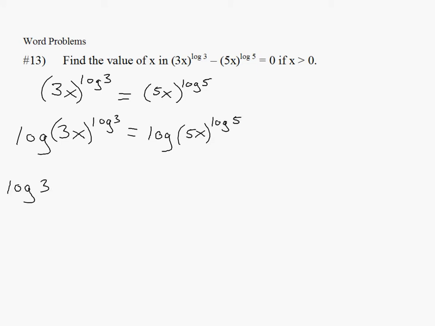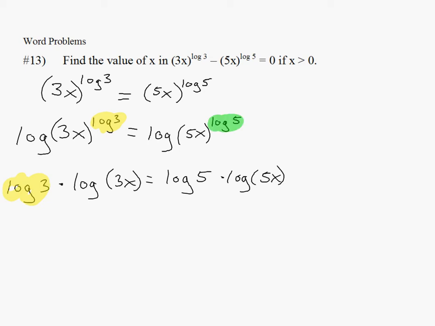Then using the power property, the exponents for arguments can be moved as coefficients. So oddly enough, our coefficients are logarithms. The log of 3 that was an exponent is now a coefficient. The log of 5 that was an exponent is now a coefficient.